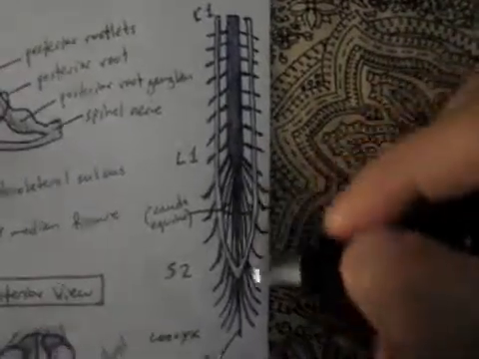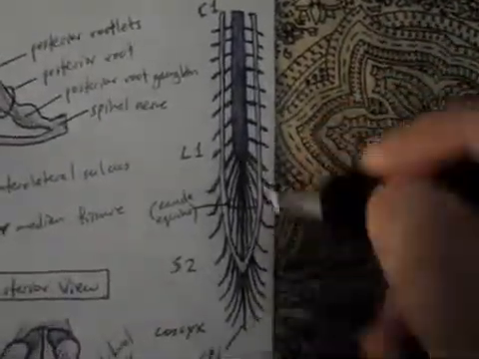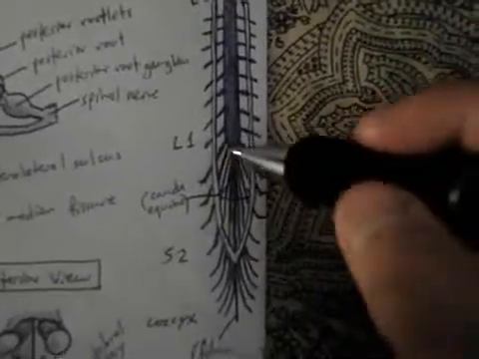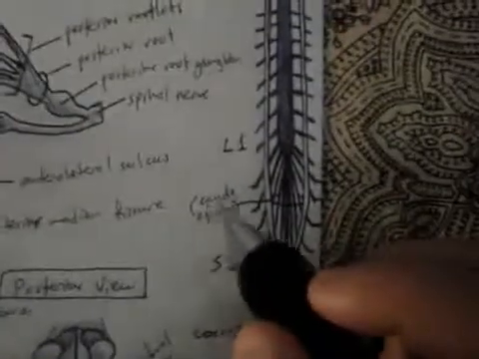Okay, because they all squish up like this, it kind of looks like a tail, like a horse's tail, and that's why they call it the cauda equina. Okay, that's this. Only this area here is called the cauda equina.